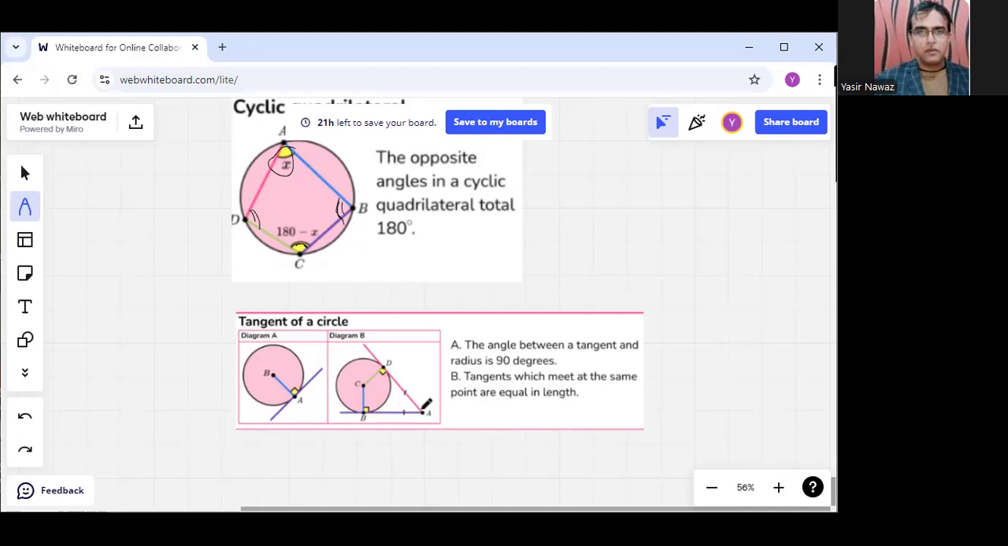The other thing is that the length of the segment of line AD from A to D, and AB, both are equal. This means that these both are equal. So AD is equal to AB.